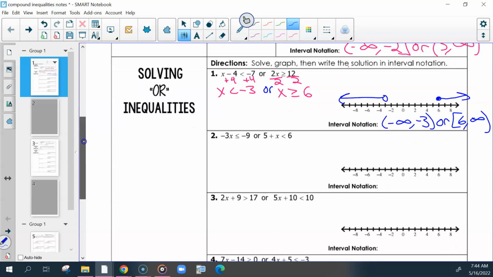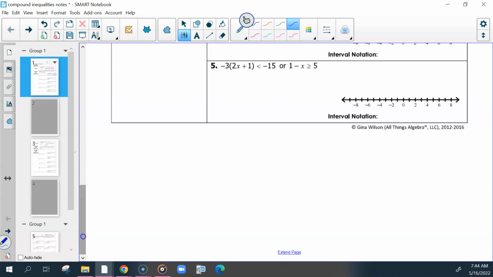We're going to skip down to number 5. For the one on the left, how would we solve this? We could also divide both sides by -3. We talked about that the first time we did this. I'm not going to do that now, but if you guys want to see that, let me know. So this would be -6x minus 3 is less than -15. Then what? Add 3 to both sides. -6x is less than -12.